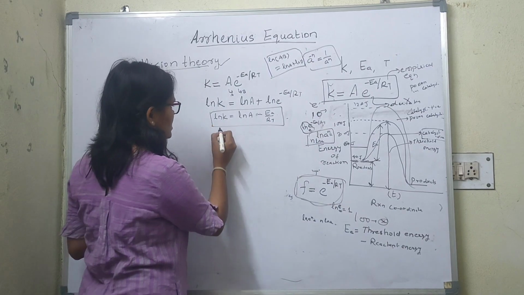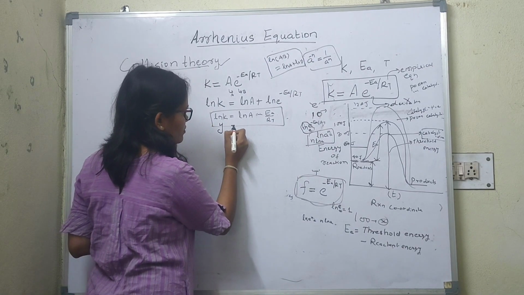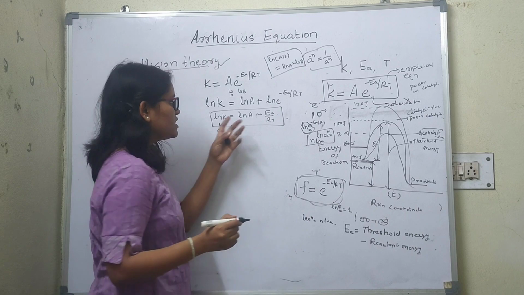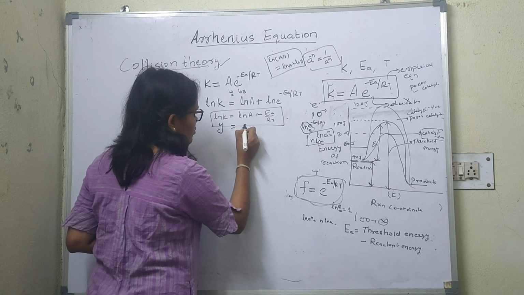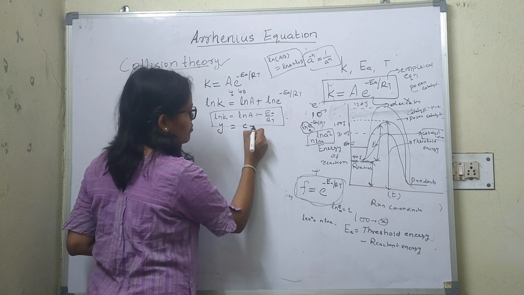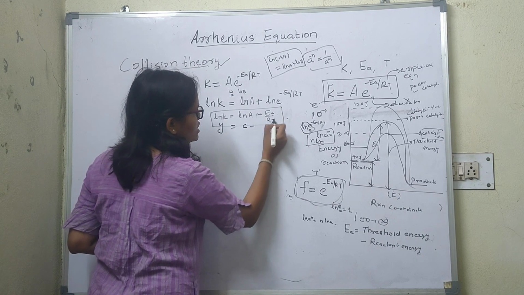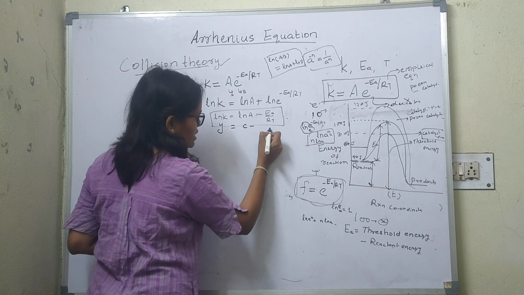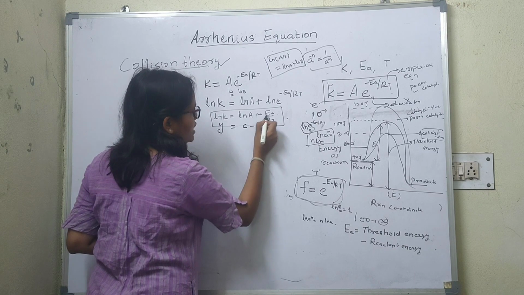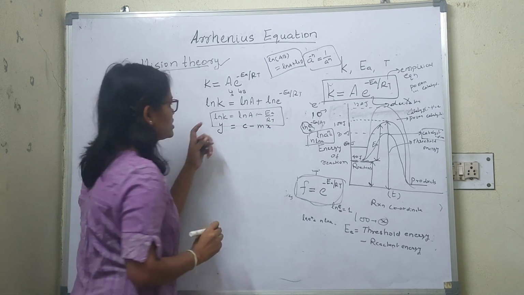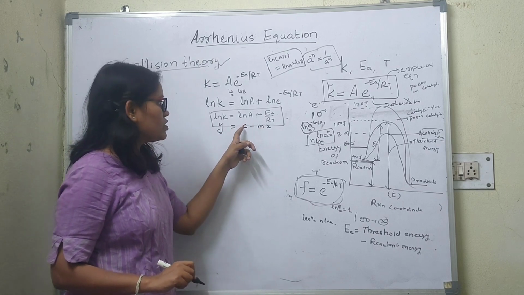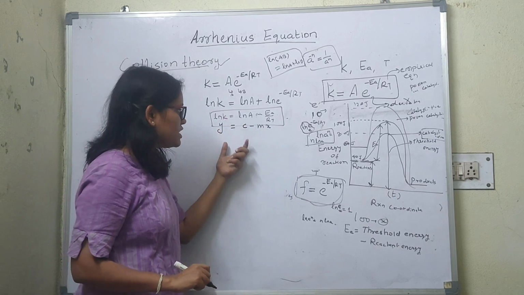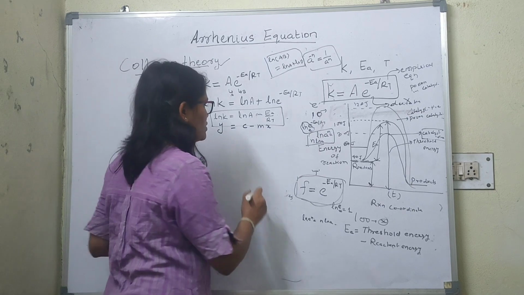So if you consider this as y coordinate, and since we consider A as a constant here, ln A will become constant C minus, so if you consider 1 by T as x coordinate, then m, this is n. So this equation is of the form y is equal to C minus mx, which is a straight line equation with negative slope.